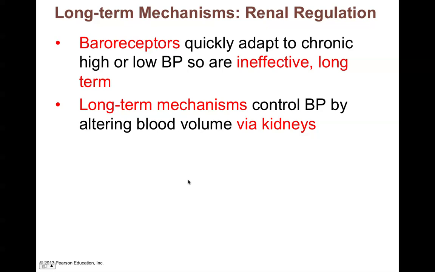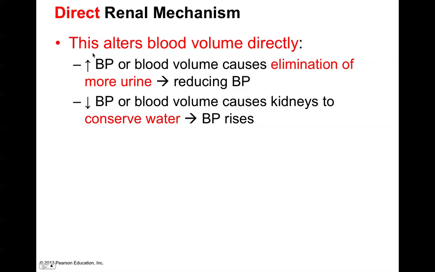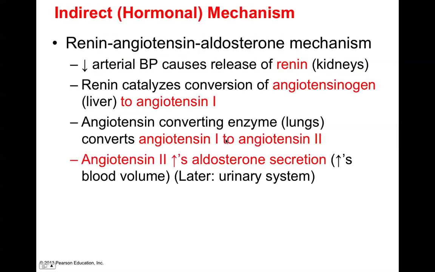Renal regulation. Baroreceptors will quickly adapt to chronic high or low blood pressure, so they can become ineffective long term. Long term, we have mechanisms that will control your blood pressure by altering blood volume via the kidneys, either excreting excess water or conserving water when blood pressure drops. There's a direct renal mechanism that alters blood volume. Increased blood pressure or blood volume causes the elimination of more urine, reducing your blood pressure. A decrease in blood pressure or blood volume causes the kidneys to conserve water, therefore blood pressure rises.